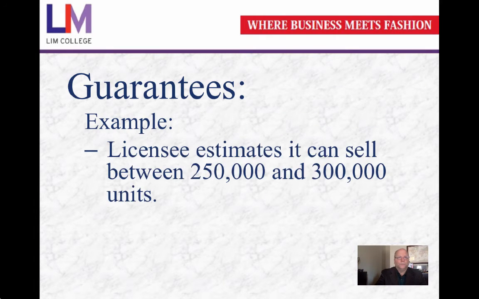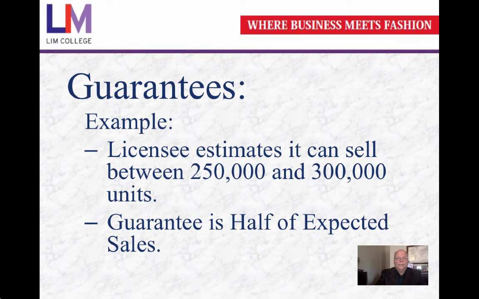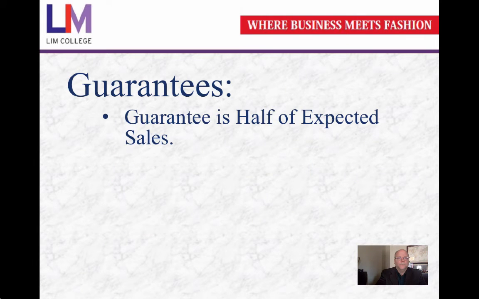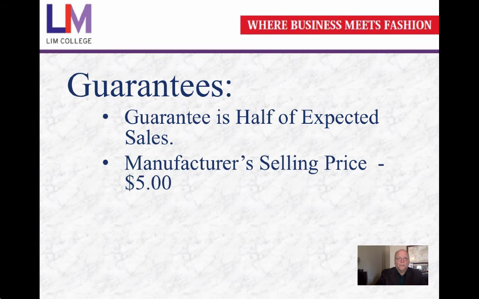So let's figure this out. Example: the licensee estimates it can sell between 250 and 300,000 units. That's what they're estimating. Guarantee is half of the expected sales, so that'd be about 125,000. Now let's figure this out. Manufacturer's selling price is $5. Royalty rate is 5%.